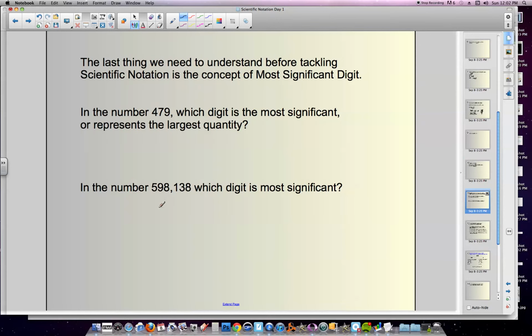The last thing we need to understand before we fully get this process is the idea of the most significant digit. In this number, we have a 4, a 7, and a 9. Which one of those digits represents the largest quantity? Well, this equals 9. That's not the largest quantity, right? This equals 70. Well, 70 is a lot more than 9, but it's still not the biggest digit here. The biggest digit is the 4. Even though it's not the largest character, because of the place that it's in, this means 400 of something. So this is the most significant digit.